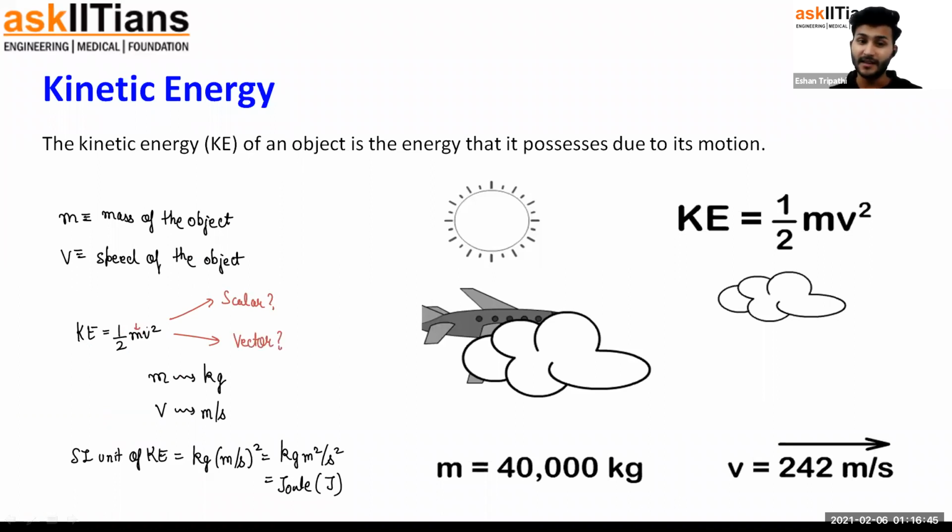See, mass is a scalar quantity. Speed is a scalar quantity, and that has been squared. So scalar multiplied by a squared scalar, it's going to be a scalar quantity only then. So kinetic energy is also a scalar quantity.